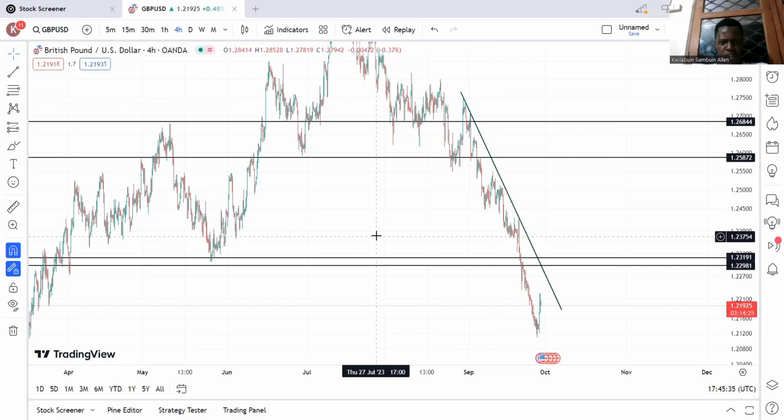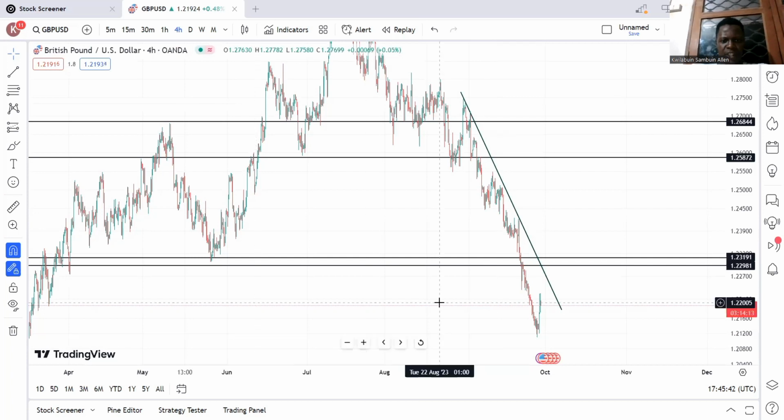We see GBPUSD has broken out from this particular point, a very massive breakout, and at this particular point the next target, if that trend line is not broken... the trend line has not broken, it's making a breakout. So at this point, don't sell yet. Wait for the market to pull back to this particular point and observe what it's going to do.